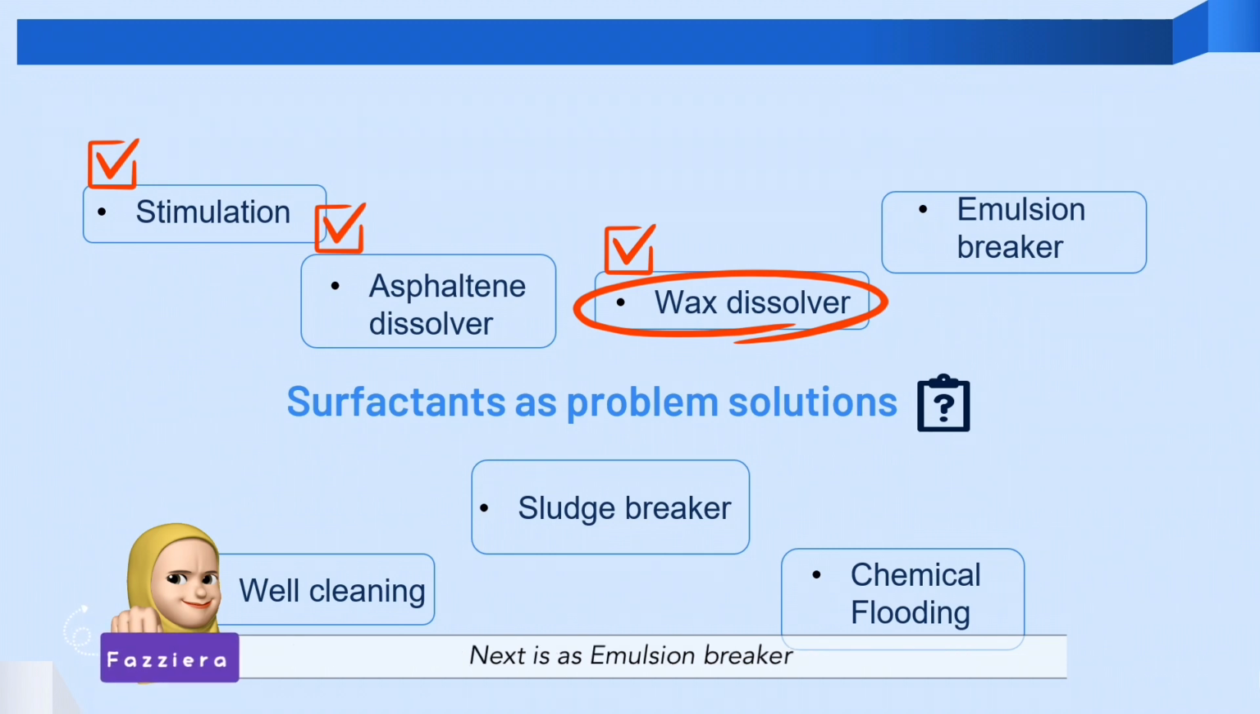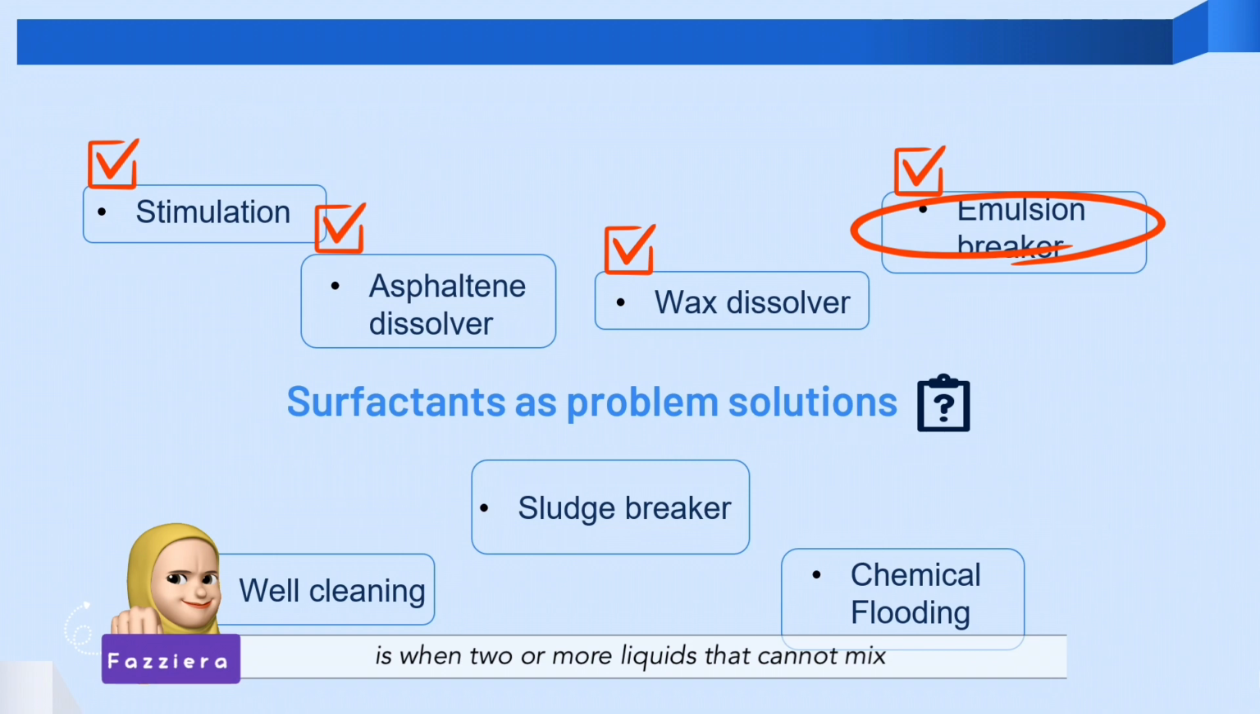Next is as emulsion breaker. This is when two or more liquids that cannot mix will create an emulsion when one is added to the other. Emulsion can cause severe problems in distillation columns, heat exchangers, and reboilers. In this case, surfactant will handle various contaminants and additives that stabilize the emulsion from upstream operation.